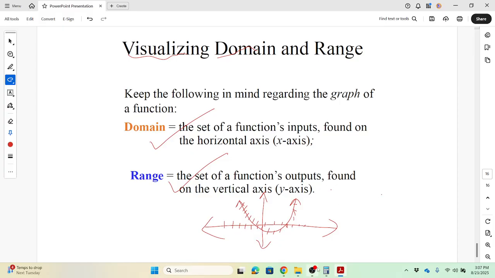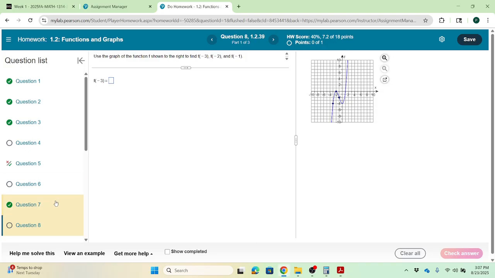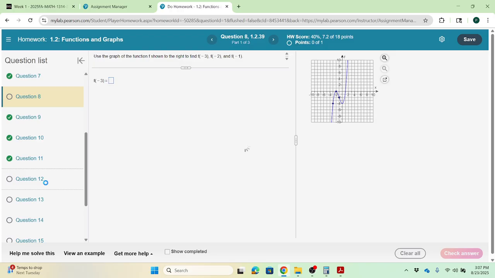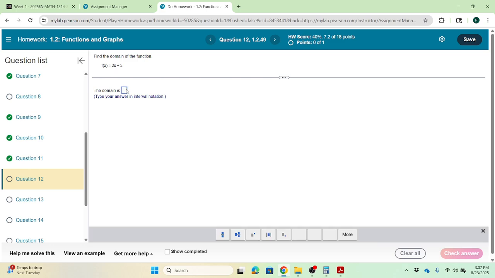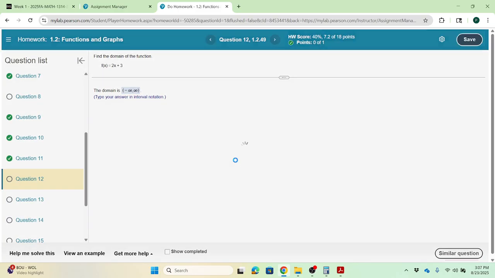Okay, so let's look at some problems here from the homework. Find the domain of the function. Okay, this is the linear function, 2x plus 3. Do you see a radical sign? No. Do you see a fraction? No. Then just write down the domain as all real numbers because we don't have any restriction. I can choose x as a positive number. I can choose x as a negative number. I can choose x as a 0. I don't have any restriction to pick the value of x. So the domain is supposed to be all real numbers.